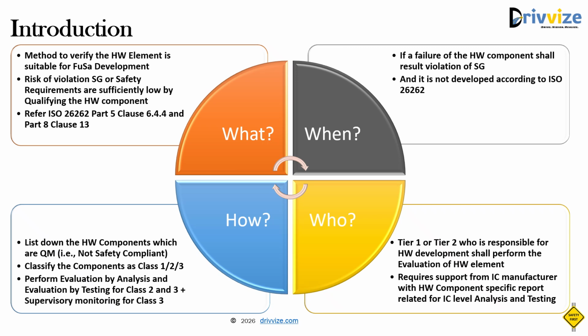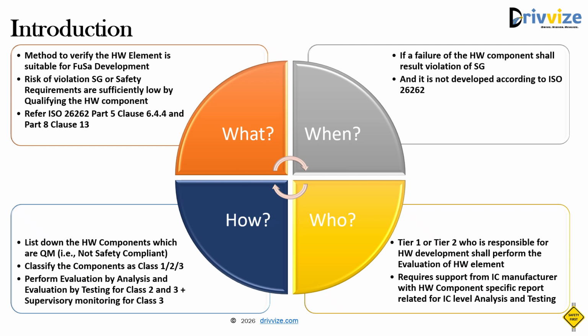Hardware element qualification is needed when the failure of a hardware component can cause a hazard and the component was not developed according to ISO 26262. Such a component must be checked carefully before being used in a safety-related system. The qualification can be performed by the organization responsible for the hardware development, such as Tier 1 or Tier 2 supplier. Support from the component manufacturer is also needed, including test results and technical information about the component.